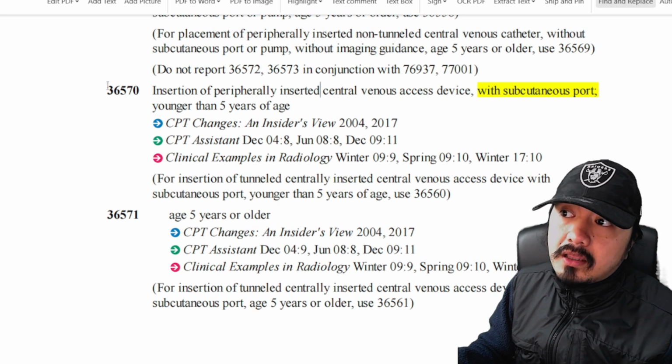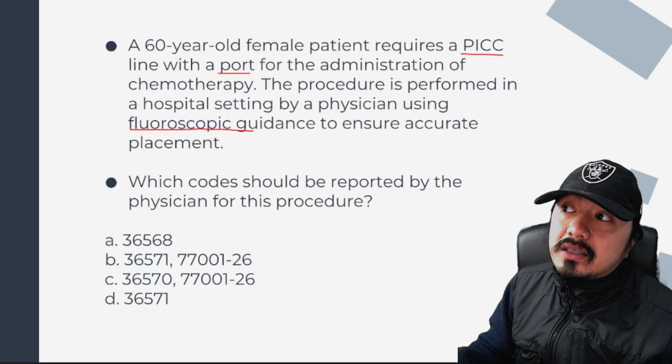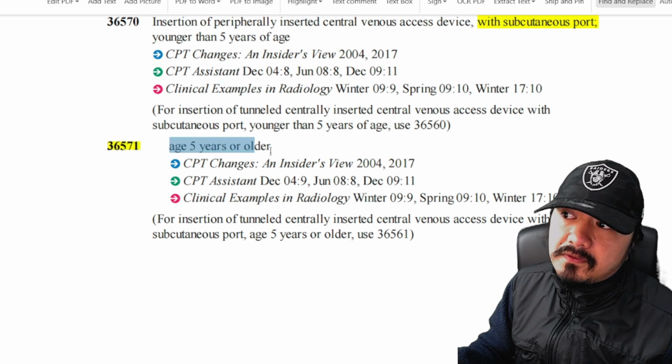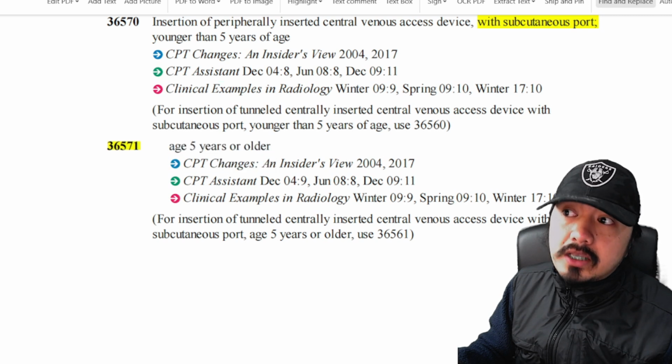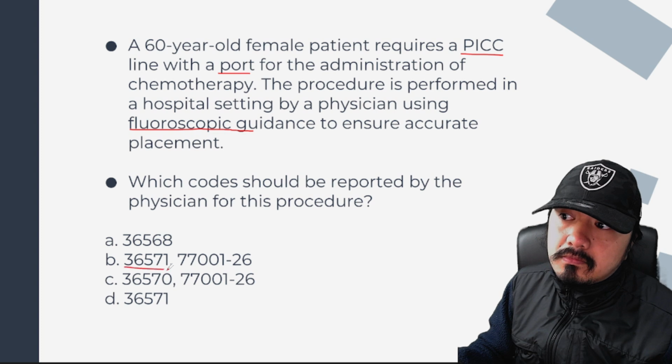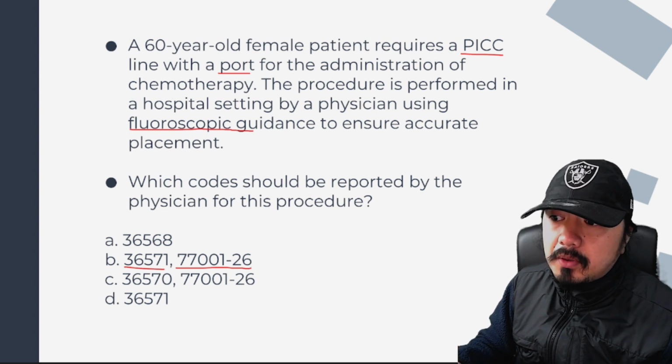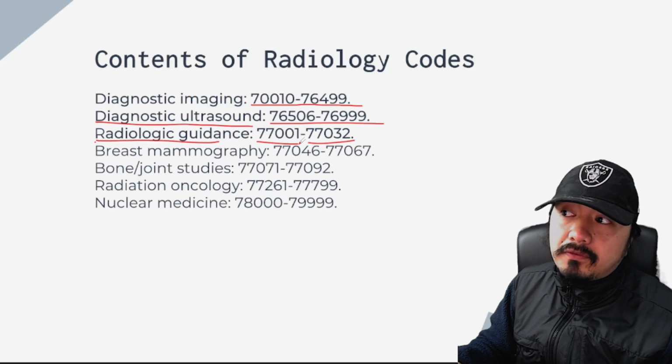What's the code for that? What's the age? It's a 60-year-old patient, so this is the one that we will choose. Age 5 years and above, plus the fluoroscopic guidance code 77001. Those are the important things you need to remember for the first 3 parts of the radiology coding.